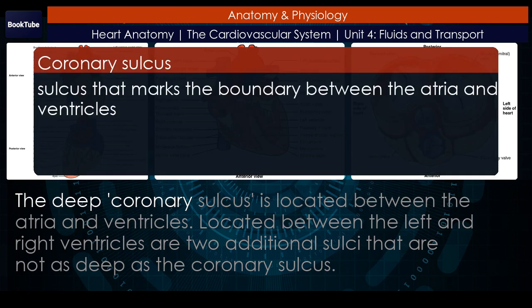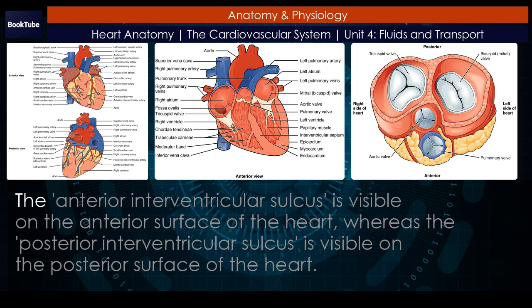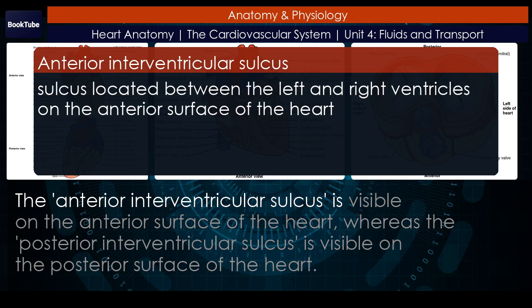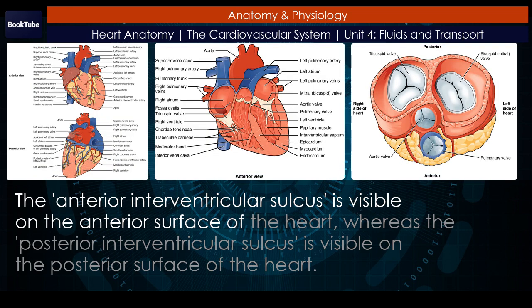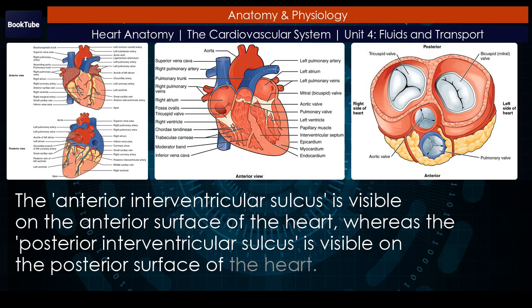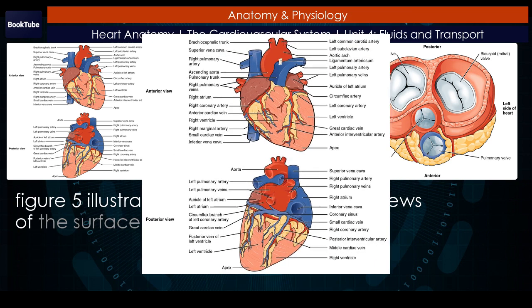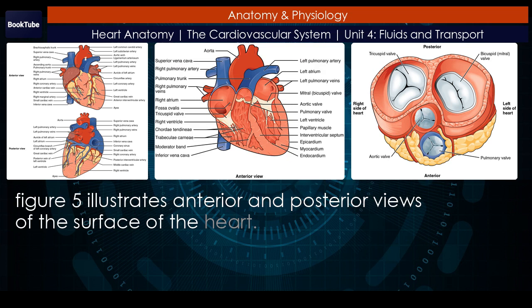The deep coronary sulcus is located between the atria and ventricles. Located between the left and right ventricles are two additional sulci that are not as deep as the coronary sulcus. The anterior interventricular sulcus is visible on the anterior surface of the heart, whereas the posterior interventricular sulcus is visible on the posterior surface of the heart. Figure 5 illustrates anterior and posterior views of the surface of the heart.